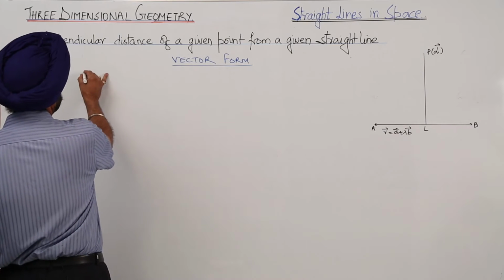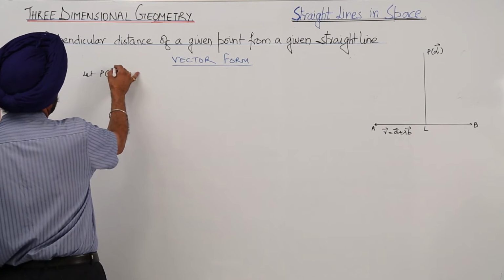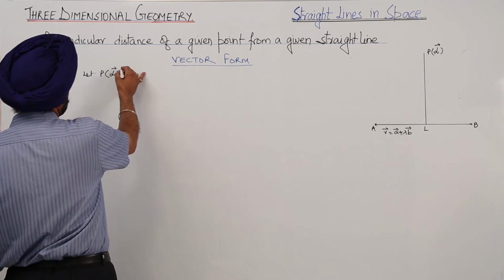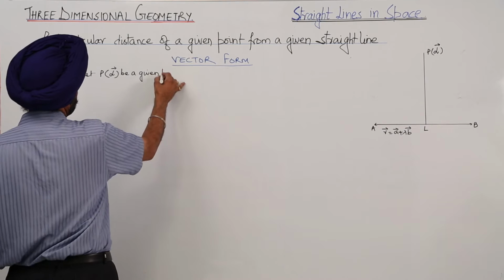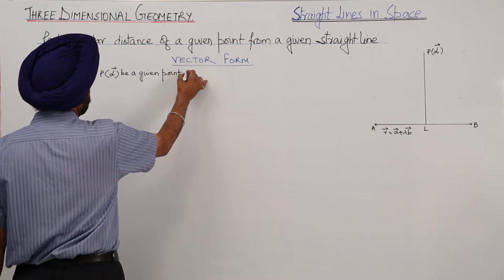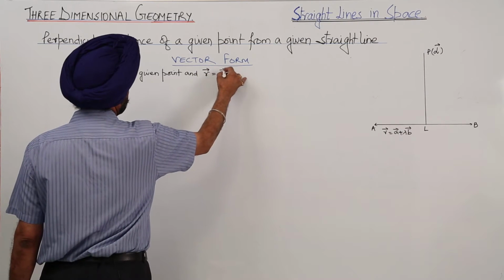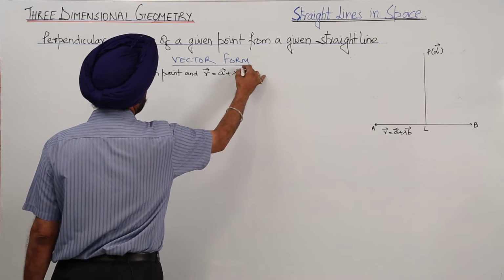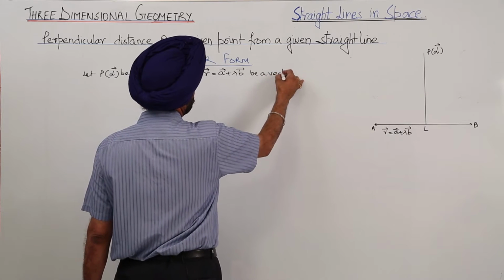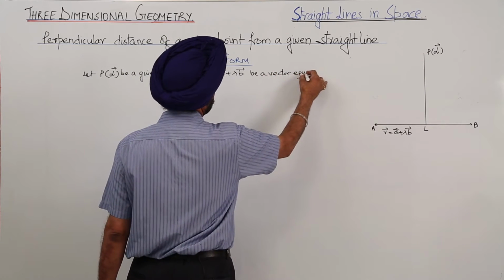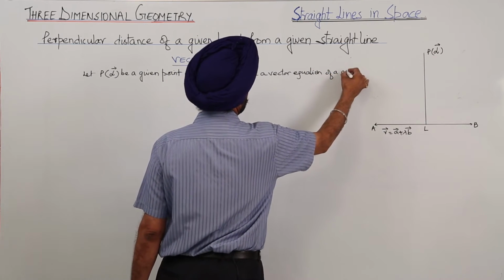Now let P, with position vector alpha, be a given point, and vector R is equal to vector A plus lambda vector B be the vector equation of a given line.